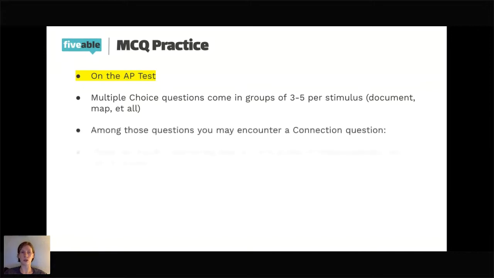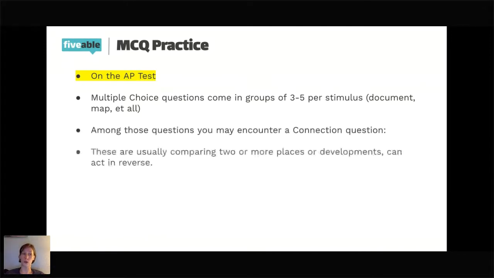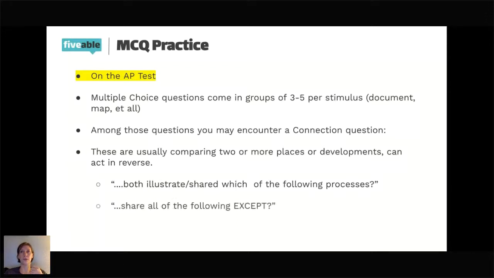And among those questions, you might end up with a connection question. Usually, connection questions ask you to link 2 or more places or 2 or more developments. So an example of language you might see is, which of these 2 both illustrate the following process? Or, Empire A and Empire B share all of the following except.